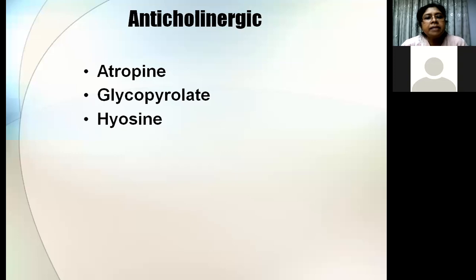Anticholinergics are the drugs that I said are reducing the secretions, right? So glycopyrrolate is a drug that we use very frequently for this purpose, but atropine and hyoscine also can be used. So when do we use these drugs?